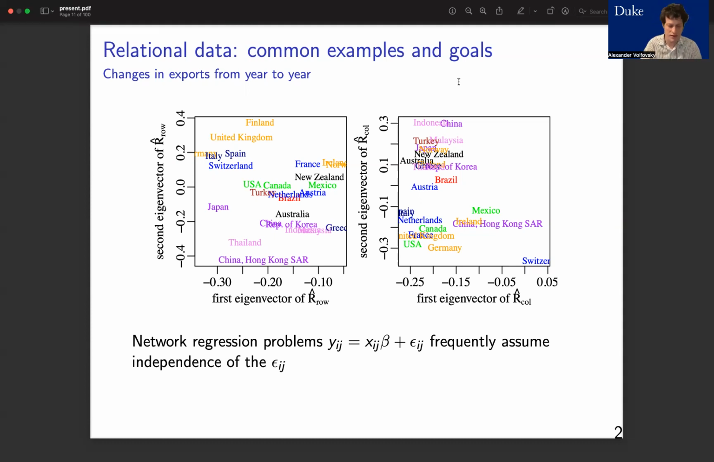And the one thing to take away from this plot is, as you might remember from introductory statistics, if you have structure in your residuals, that means you didn't do a great job accounting for all of the variability in the problem. And so you need to go back to the drawing board. And so maybe this assumption of independence in the errors is inappropriate. And that's going to be our first point of departure when we're designing a network regression model.